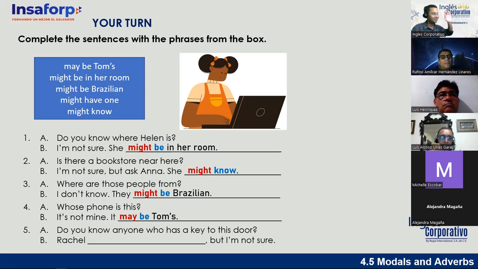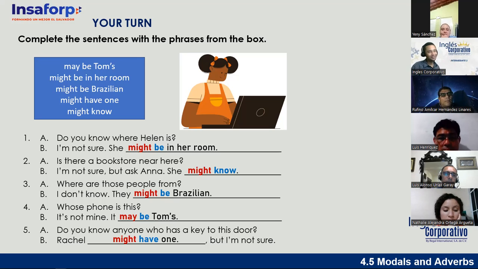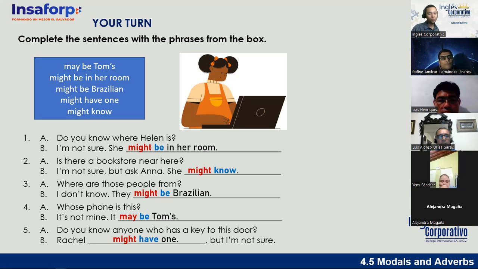Volunteer? Jenny? Rachel might not, may, I'm sorry. Rachel might know, but I'm not sure. But we have already used that one. Ya ocupamos esa. Rachel might have one. But I'm not sure. Okay, thank you, Jenny. Do you know anyone who has a key to this door? And the person replies, Rachel might have one, but I'm not sure. Very good. So that's how you use might and may.